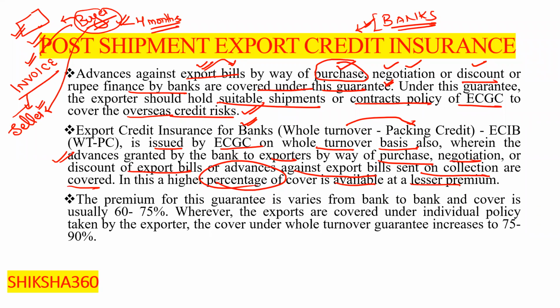Just understand the main thing here that they have to cover: advances against the export bills, either by way of purchase or negotiation or discount, or rupee financed by banks. These are covered under that.